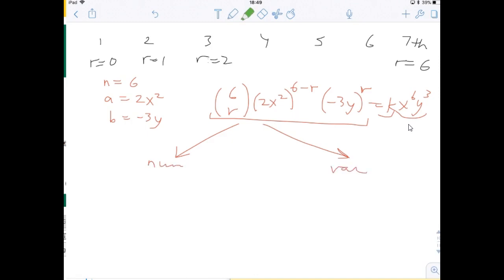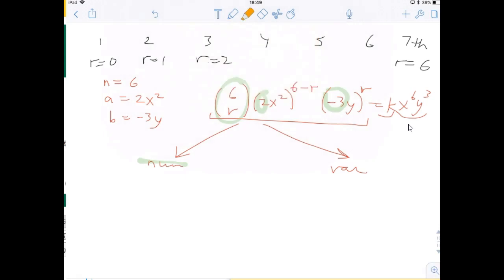So let's see. I'm going to color everything that's a number in green. So this would be a number, right? Because 6 chooses r, even though we don't know what r is, it's just a number. The 2 is a number, because 2 to some power, even though we don't know what r is, is just going to be a number. Negative 3 is also a number. So what are we left with that's not a number?